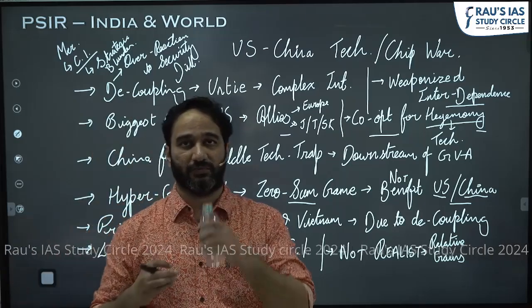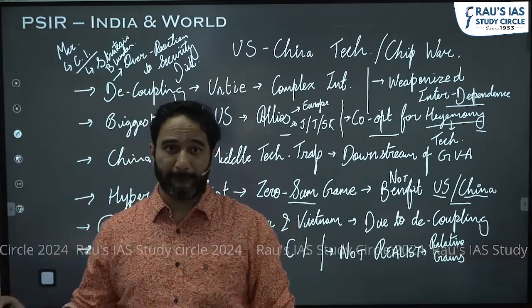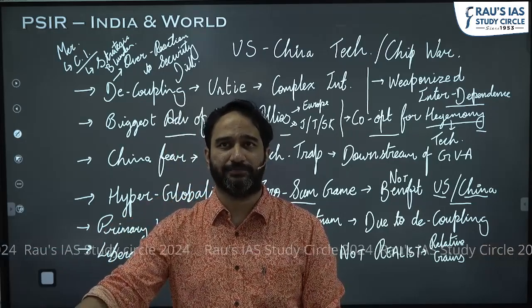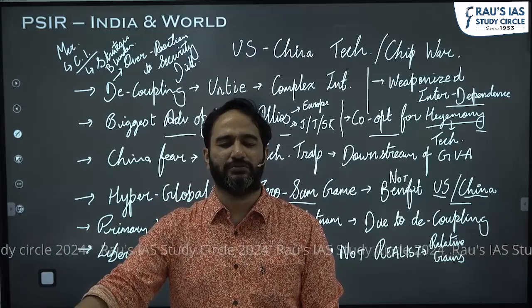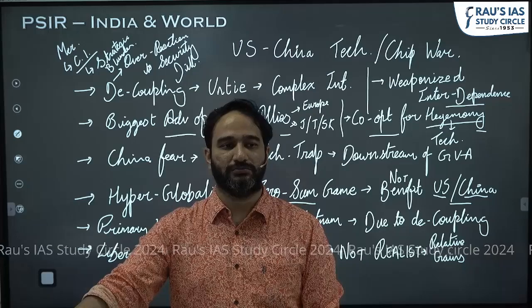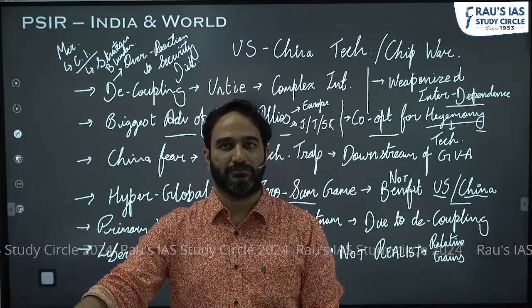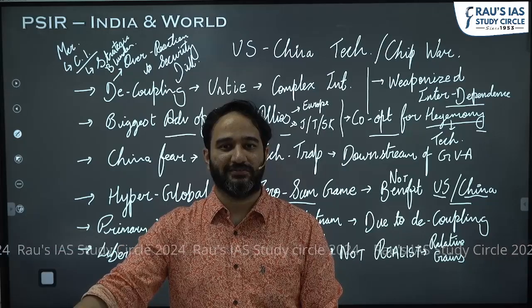Sir, why is Mearsheimer saying that the post-Cold War was a strategic blunder? Because of complex post-globalization, because of cheap Chinese production, even the US companies benefited. What did the Americans do after the Cold War? Which doctrine? WTO, Clinton doctrine.